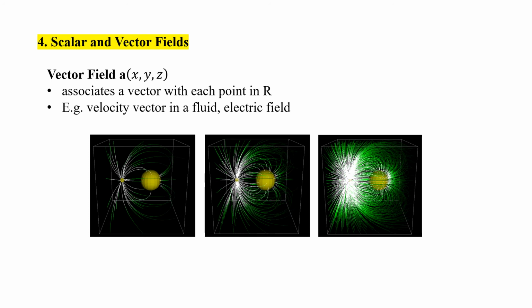On the other hand, your vector field, represented by your vector A(x, y, z), associates a vector with each point in the space R. Common examples of this are your velocity vector in a fluid and your electric field. What you have here in the figure is your electric field lines for two charges, a simulation of your electric field lines with increasing density. So your electric field lines are vector quantities. It associates a vector, your vector field, with each point in the space R.